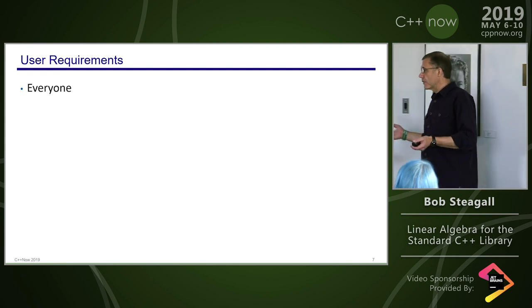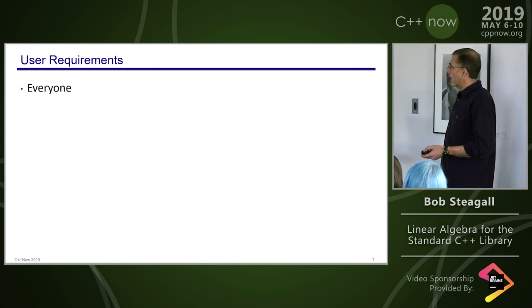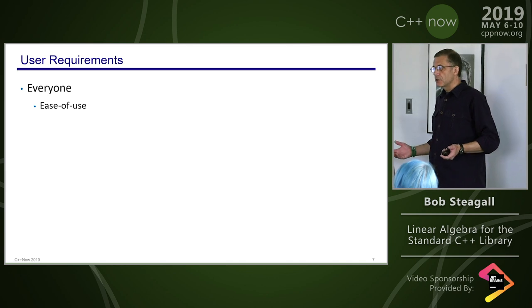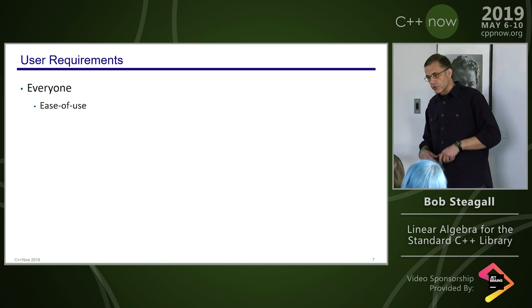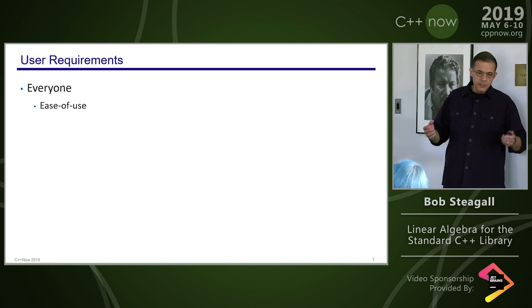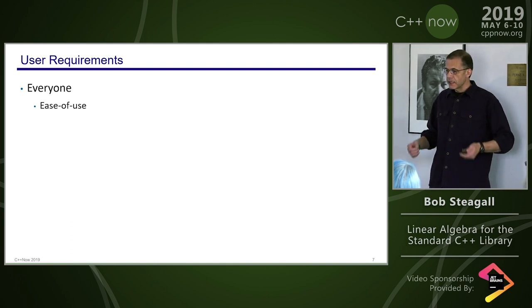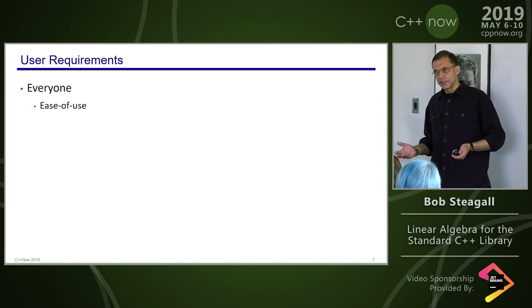Everyone that uses this, what are they going to want to use? What are they going to want to have? Well, they want it to be easy to use. It should be easy to use. There should be some aliases or types which you can instantiate and go to work quickly and get something done, right?